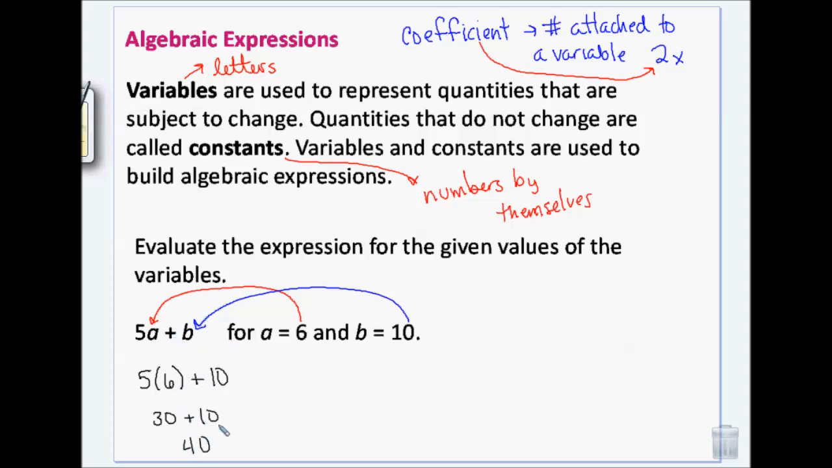Now you'll notice I'm not putting any equal signs here. The reason I'm doing that is because this is an expression. An expression has no equal signs. Once you add an equal sign to it, like 5a plus b equals something, it becomes an equation, which is a different kind of scenario. So that's why I didn't put any equals here.